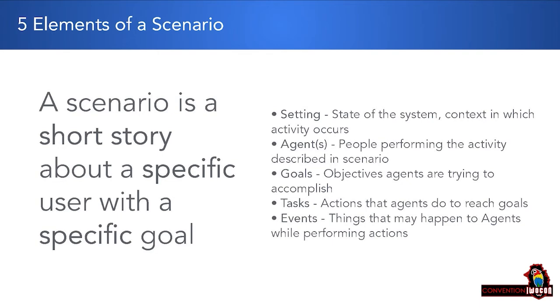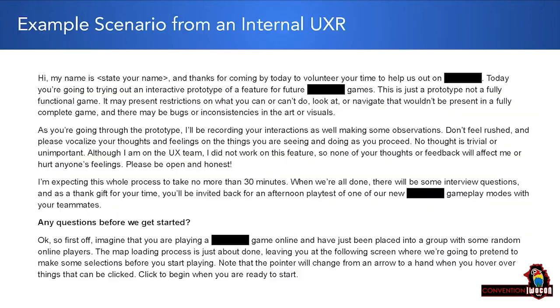So you want to kind of state what's going on, the context, who are the people in this scenario? Are there NPCs that you're talking to? Are you playing with other people online? Identify the agents, the things that can potentially change. Again, the goals, what is it that we're asking you to do? The tasks, the things that you have to do to reach that goal along the way. And then things that may happen while you're going along.